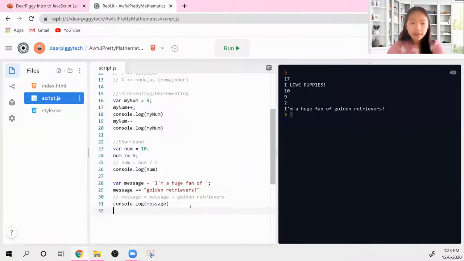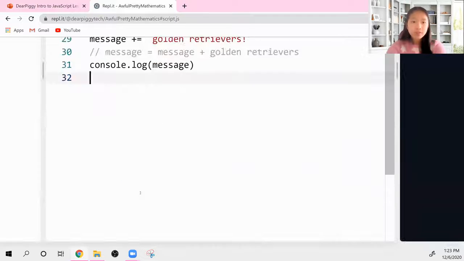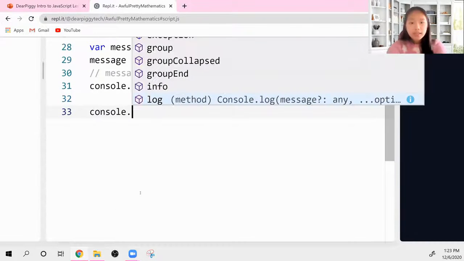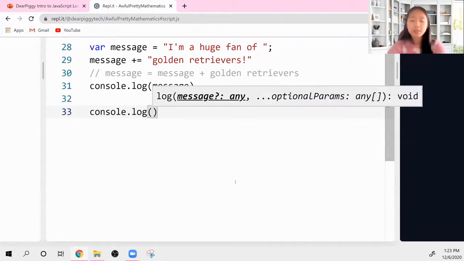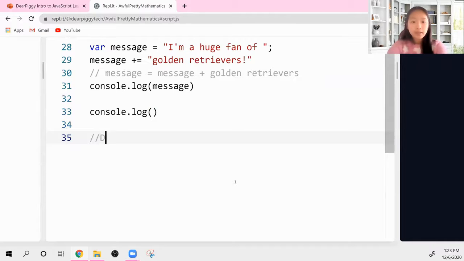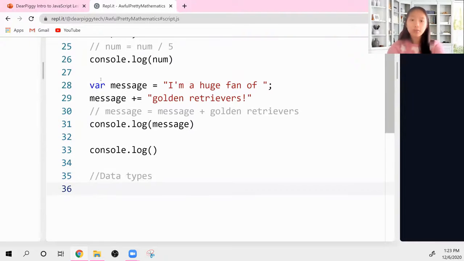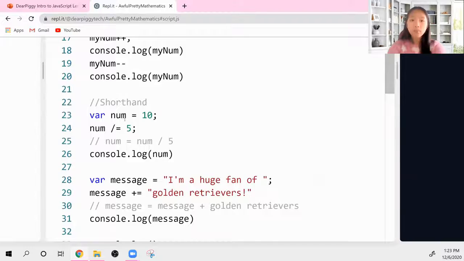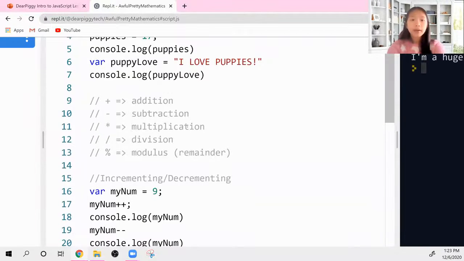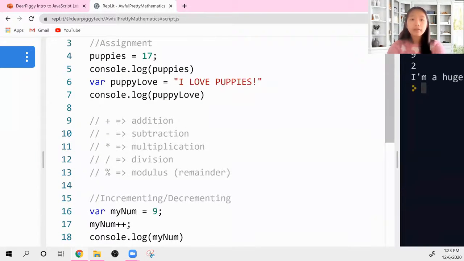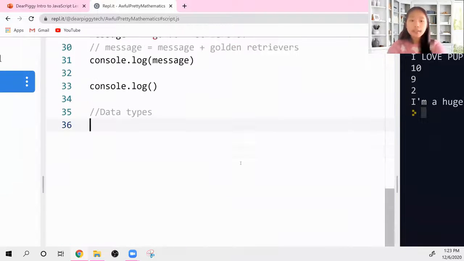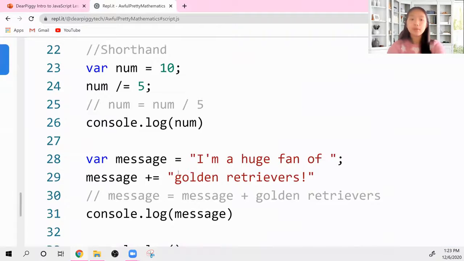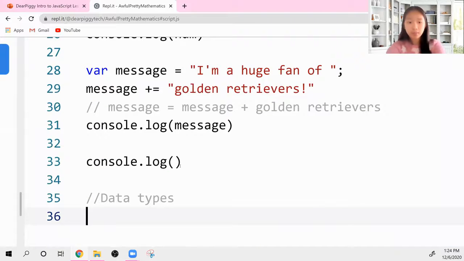So let's come over here. This is just printing out a blank line so we can get some separation. Data types. Now let's look. We have var message, var num, var myNum, var puppyLove, and var puppies. So let's go ahead and use typeof to print out the data type of these variables.